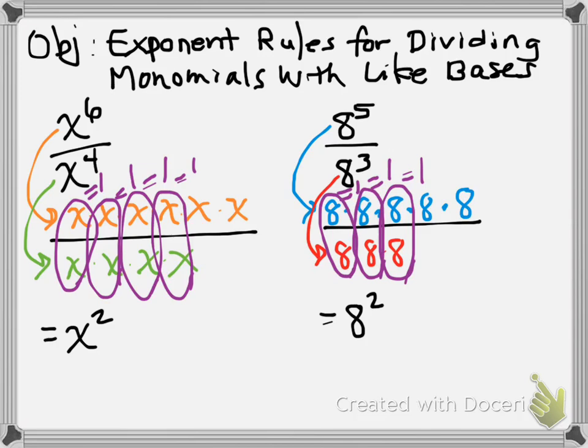Okay, now, what I want you to do is look at the original problem on the left, x to the 6th divided by x to the 4th, and the answer we got, x squared. And I want you to look at the problem on the right, 8 to the 5th divided by 8 cubed, and we got 8 squared. Can we come up with a rule that we can use anytime we have a division problem with monomials that have like bases? Jonathan, what did you see?